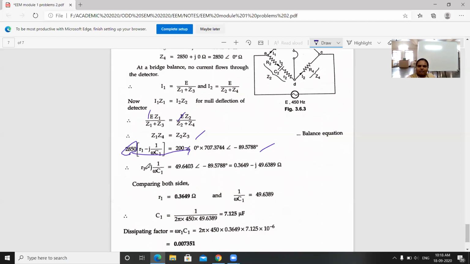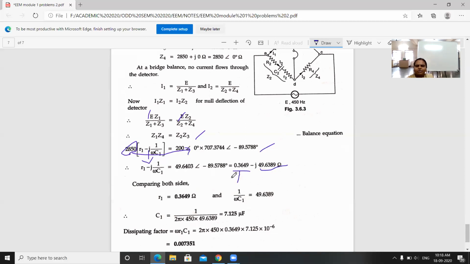You'll be getting R1 minus j 1 by omega C, this will remain as it is, equal to, if I divide here, 49.6403 with angle of minus 89.5788 degrees. You solve here. Okay, after solving, you will be getting this result. Again converting into rectangular form, I can get 0.3649 minus j 49.6389 ohms. Comparing both sides, this is your real value and this is your imaginary value.